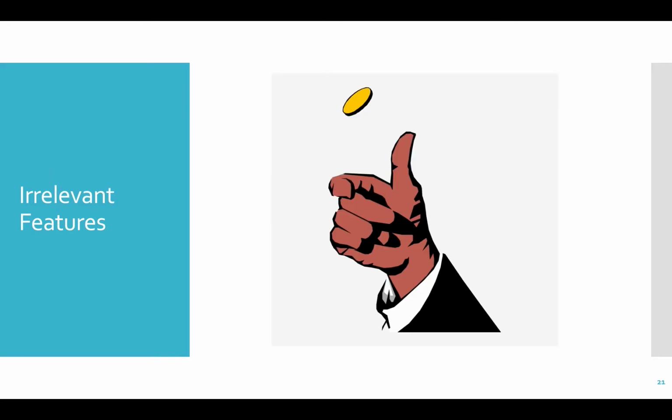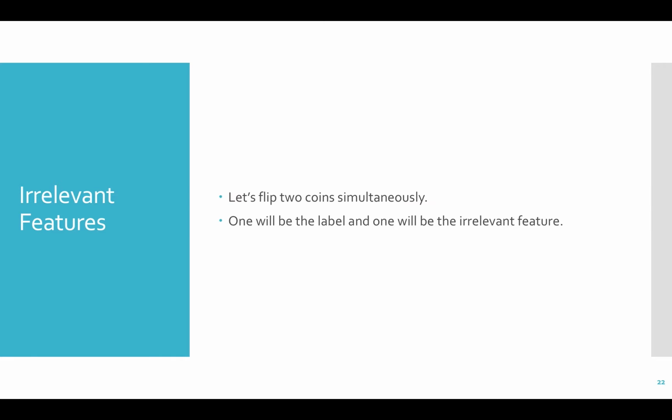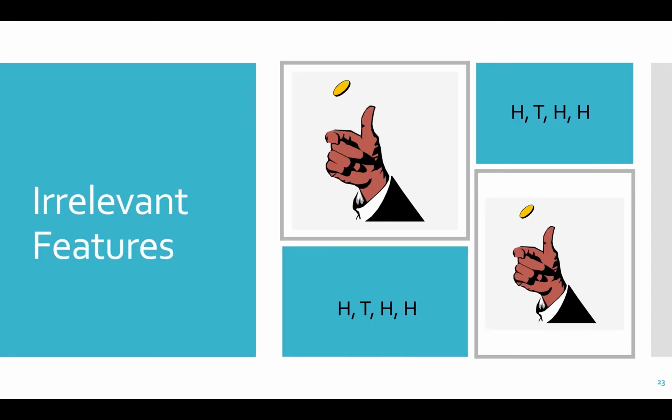Let's look at an example of a coin flip. We're going to flip 2 coins simultaneously. One will be the label and one will be the irrelevant feature. We know that if we flip 2 coins, they're unrelated. We may end up getting the exact same thing, however. We hope that the chances of this go down as we collect samples.